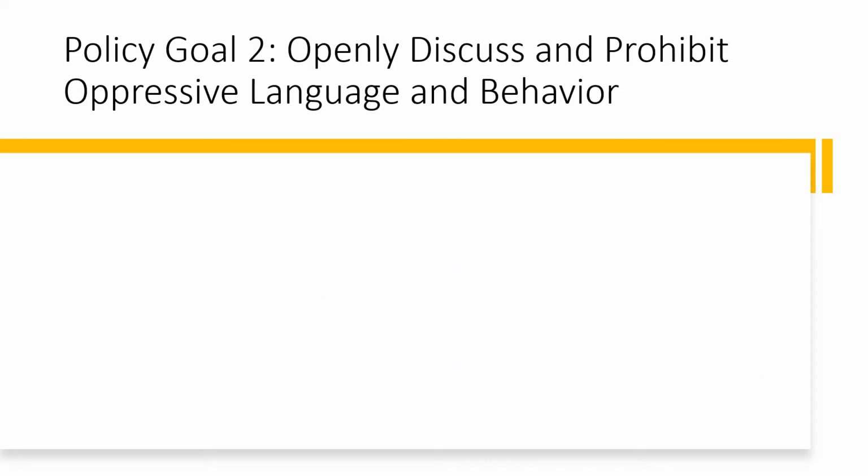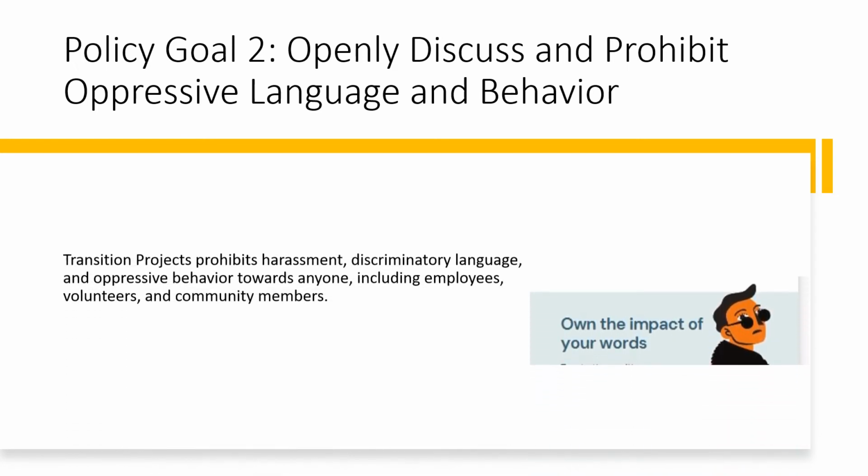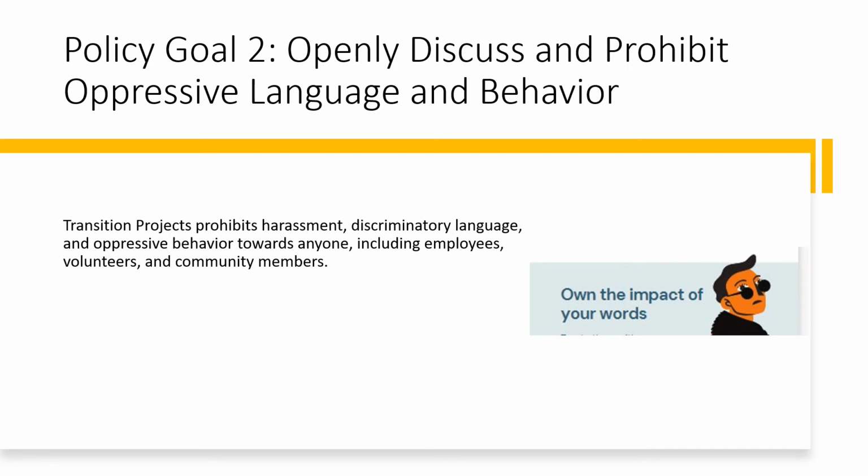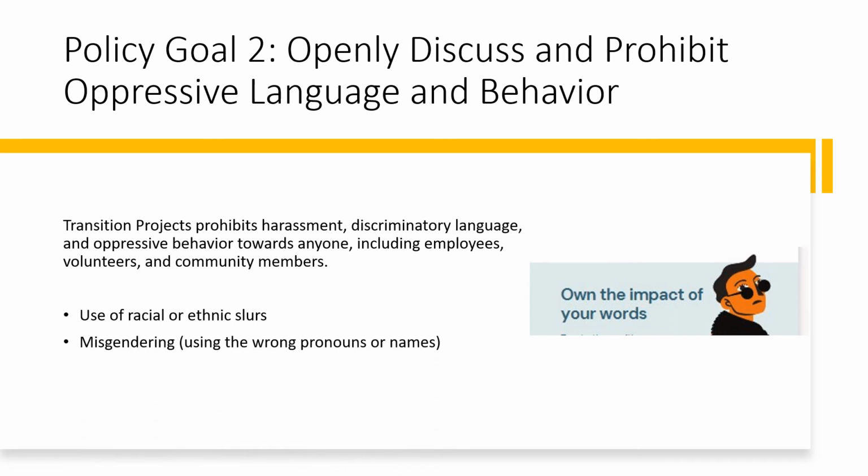Policy Goal 2: Openly discuss and prohibit oppressive language and behavior. Transition Projects prohibits harassment, discriminatory language, and oppressive behavior towards anyone, including employees, participants, volunteers, and community members. This includes the use of racial or ethnic slurs, misgendering or using the wrong pronouns or names, and language or behavior that demonstrates prejudiced thoughts towards others.